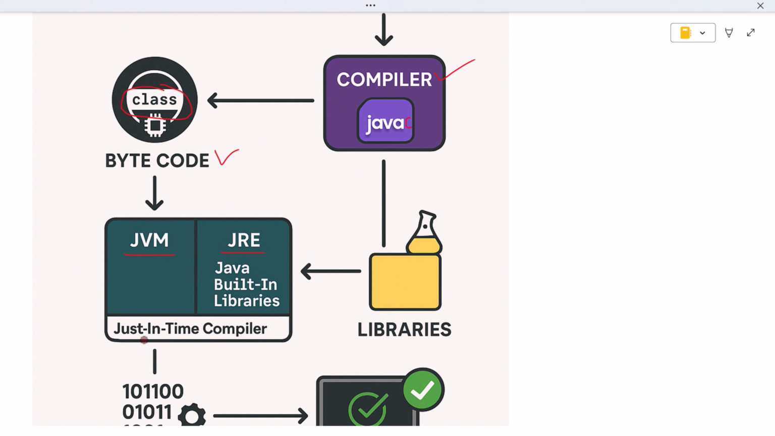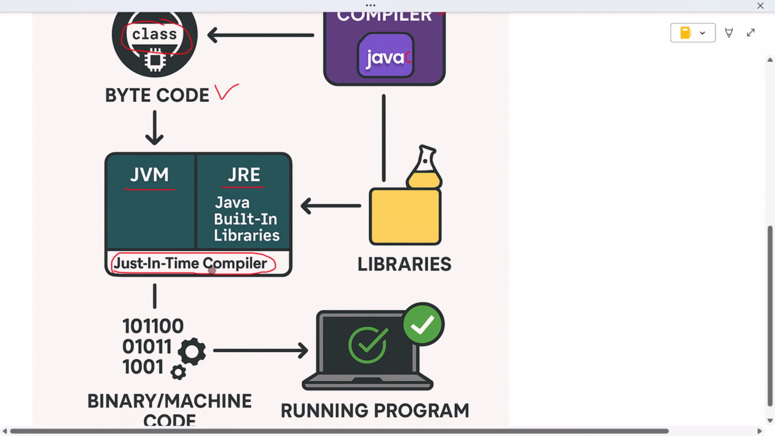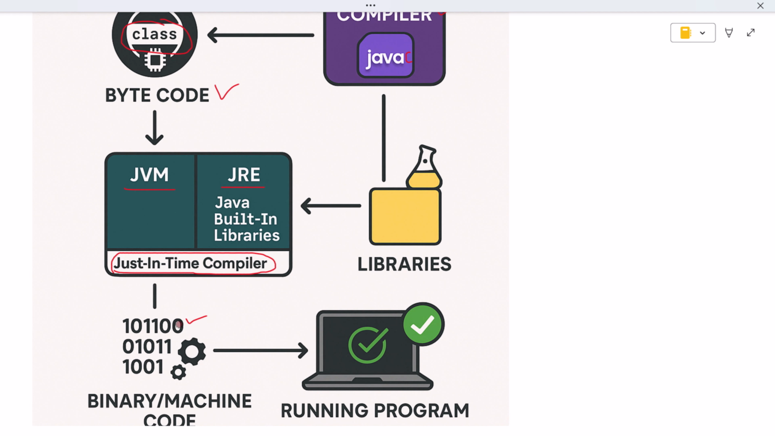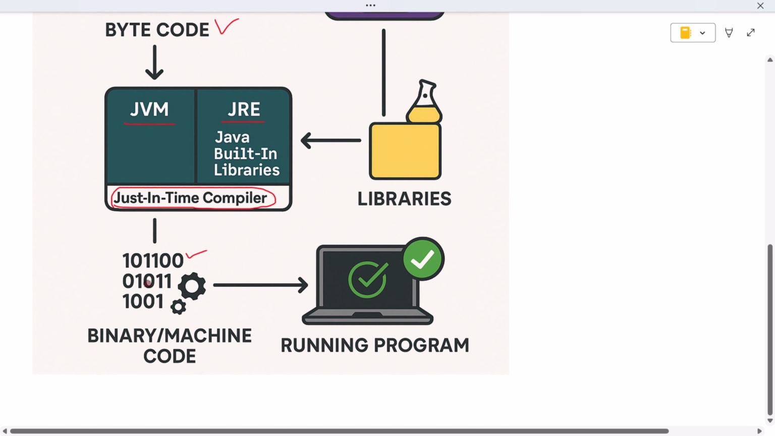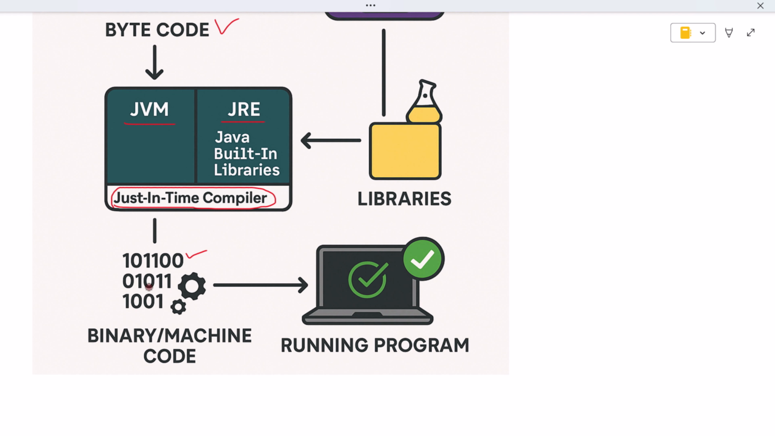Java also uses something called the just-in-time compiler, or JIT. Here's what the just-in-time compiler does. Instead of interpreting the bytecode every single time your program runs, the JIT compiler translates it into machine code, also called binary code, right when the program needs it. This makes Java much faster than traditional interpreted languages because the heavy lifting only happens once, and after that, the code runs almost as fast as native apps. Think of it as real-time optimization. The JIT compiler watches how your program runs and then improves performance on the fly.